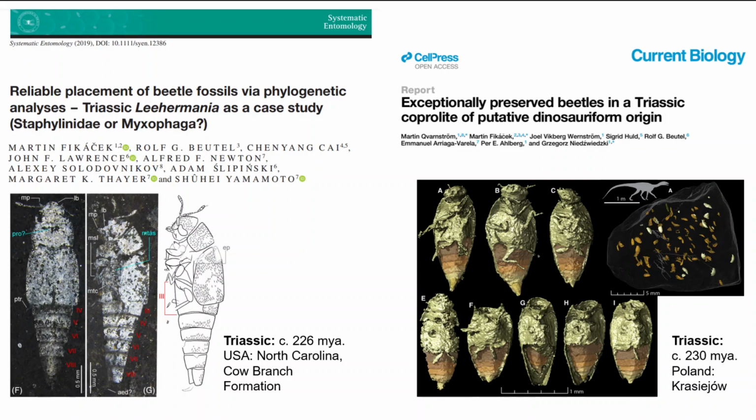However, in both cases, the important thing for me was that these beetles are Triassic. Triassic is a very important period for beetle evolution because many modern lineages started to diversify or appear at that time. But unfortunately, we don't have many fossils from the Triassic. So every fossil is actually very important. It can tell us a lot about evolution of beetles, and that's why we have to try our best to figure out where they actually belong to, what is their phylogenetic position in the beetle tree of life.